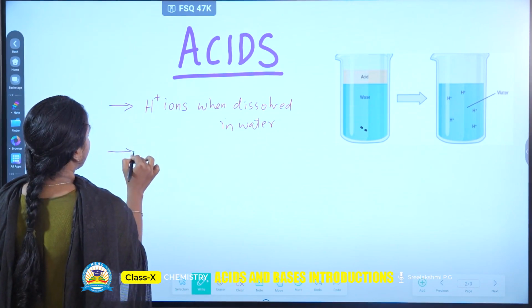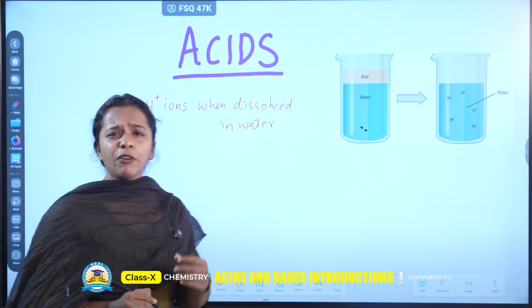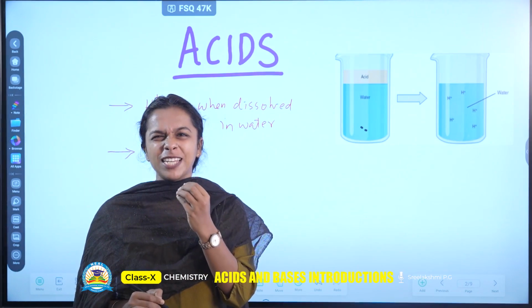Now the next thing. Have you ever tasted a lemon? It is very sour in taste, right?